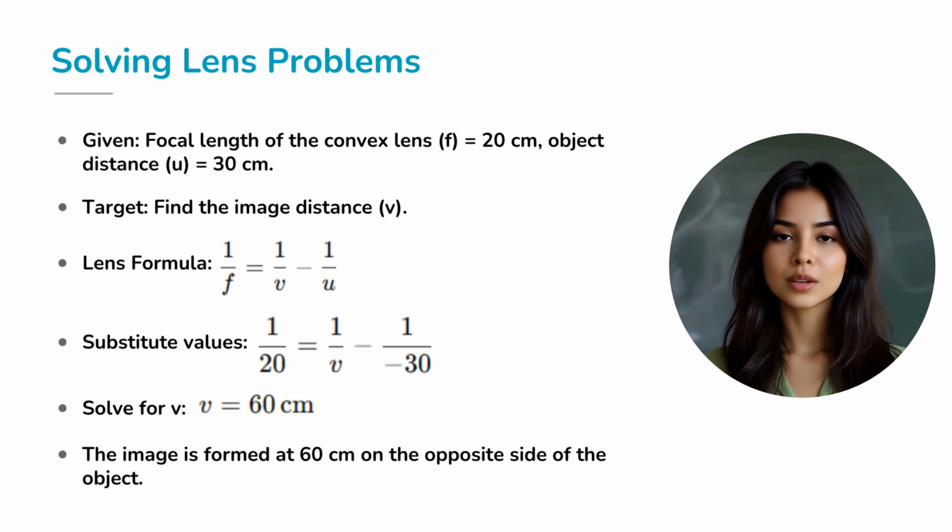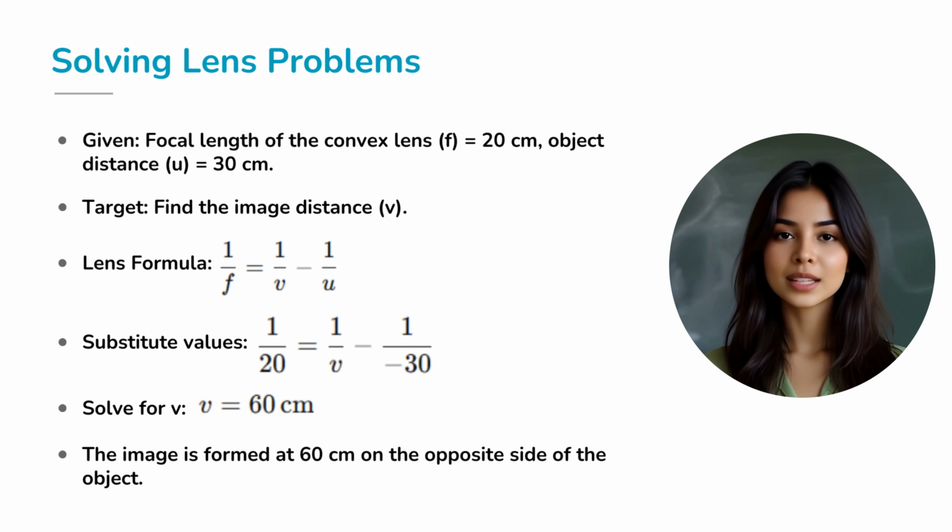So we substitute 1/20 = 1/v - 1/(-30). Notice the negative sign for the object distance. To solve for v, we first simplify the equation. 1/20 = 1/v + 1/30. Now, let's solve this for v.